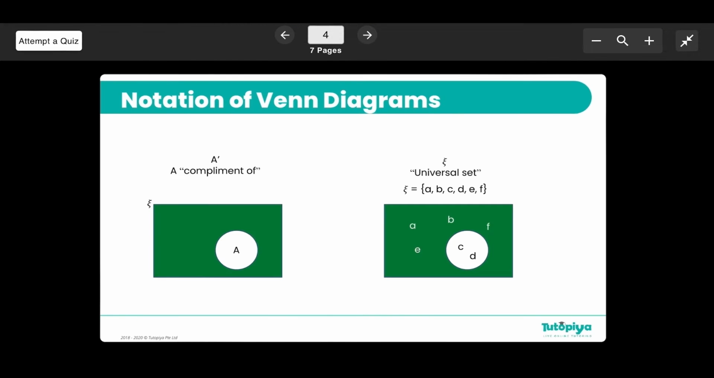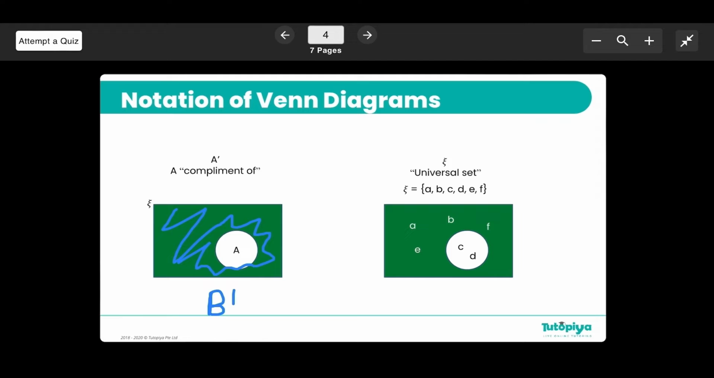The next one is complement. Complement is denoted with the use of an apostrophe sign. So whatever set you're talking about, you can write the letter. If it's set A, it's A with an apostrophe. If it's set B, it's B with an apostrophe. What this basically means is not of A. So everything outside of set A is not of A, or complement of A. That's why you can see that in green we have shaded everything outside of the white circle.